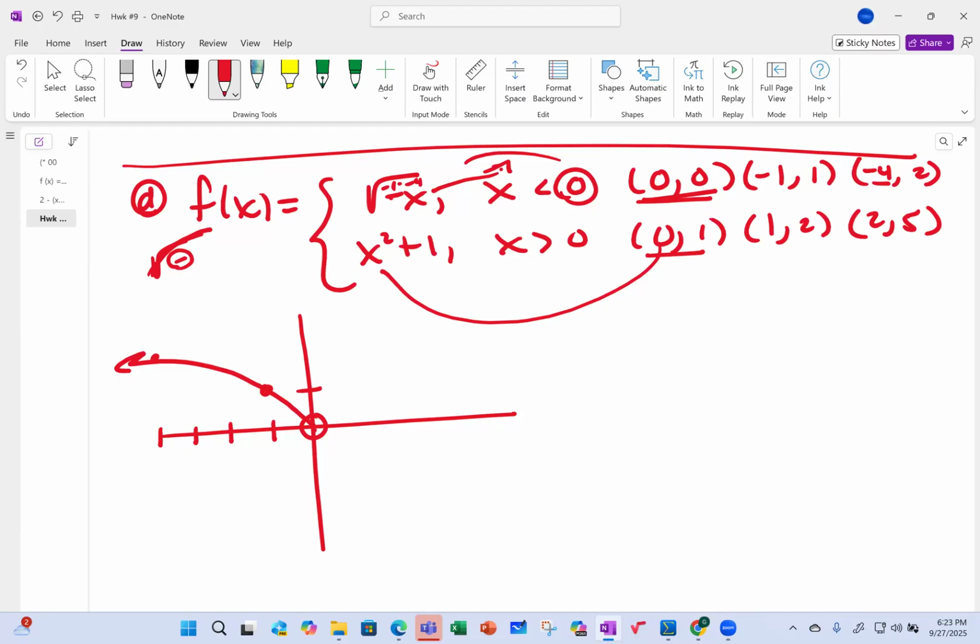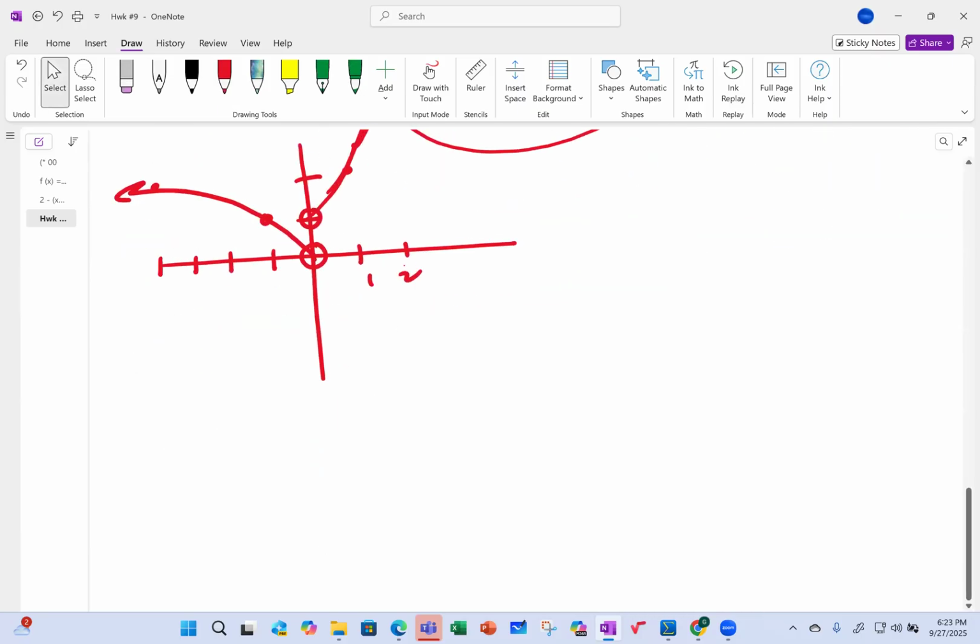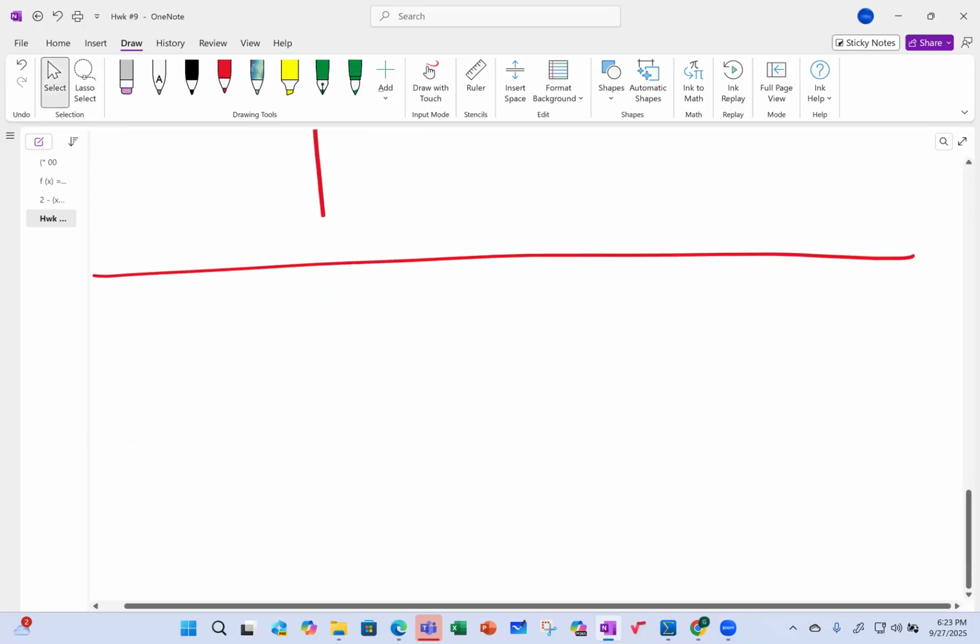Over here, 0, 1, again, another open circle, and then 1, 2, closed, and then 2, 5. I can just envision that. And again, a portion of a parabola concave up. This time 0 is not included at all, so they're both open circles. So 0 is not in the domain.